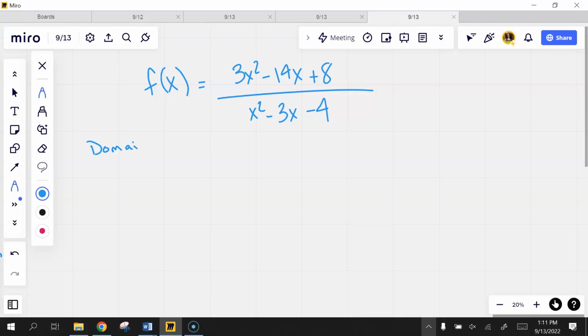Not necessarily in this order. Domain, range, X-intercepts, Y-intercepts, vertical asymptotes, horizontal asymptotes, holes, and then the graph.